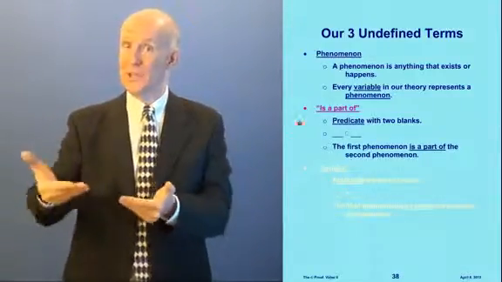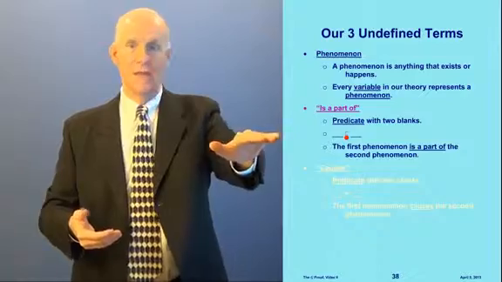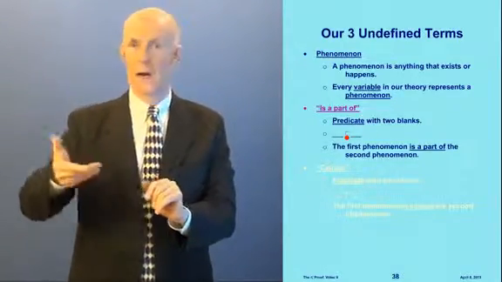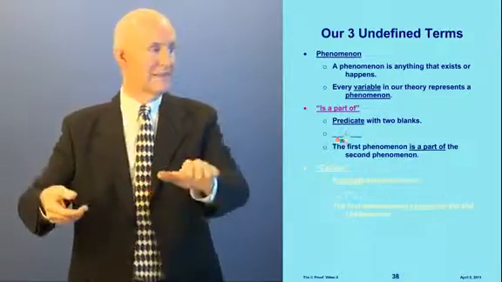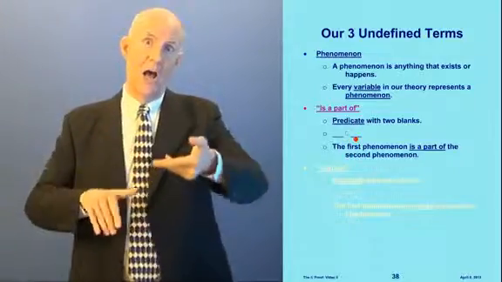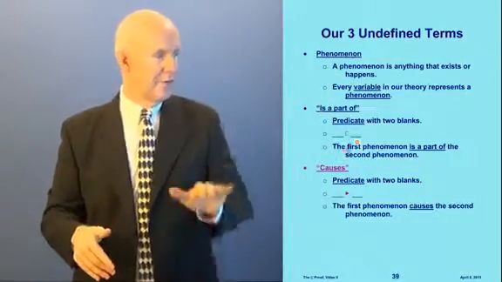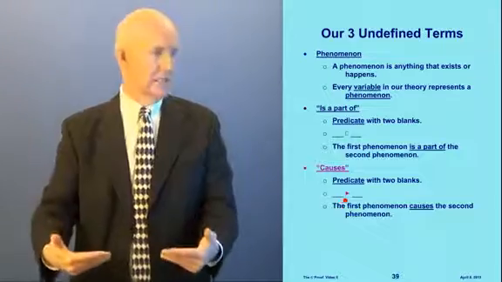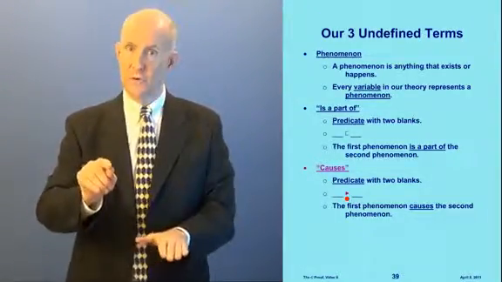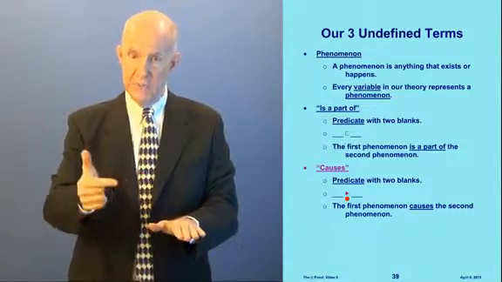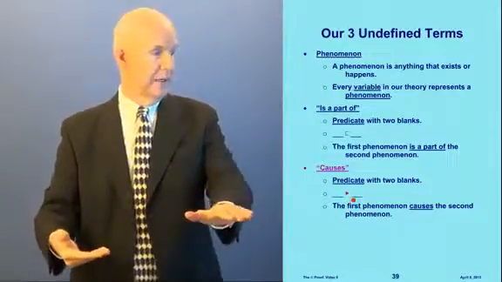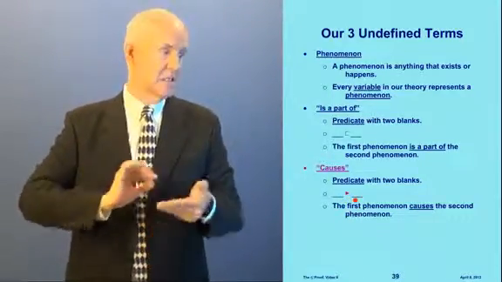The second undefined term is a part of. This is a predicate with 2 blanks. And so we have this symbol, which is a square with the right-hand side missing. The blank on both sides means there's a phenomenon in each blank. This phenomenon is a part of that phenomenon. And our third undefined term is causes. This is also a predicate with 2 blanks. We use this triangle that's filled in and points to the right. And this means, with a phenomenon in each blank, the first phenomenon causes the second phenomenon.